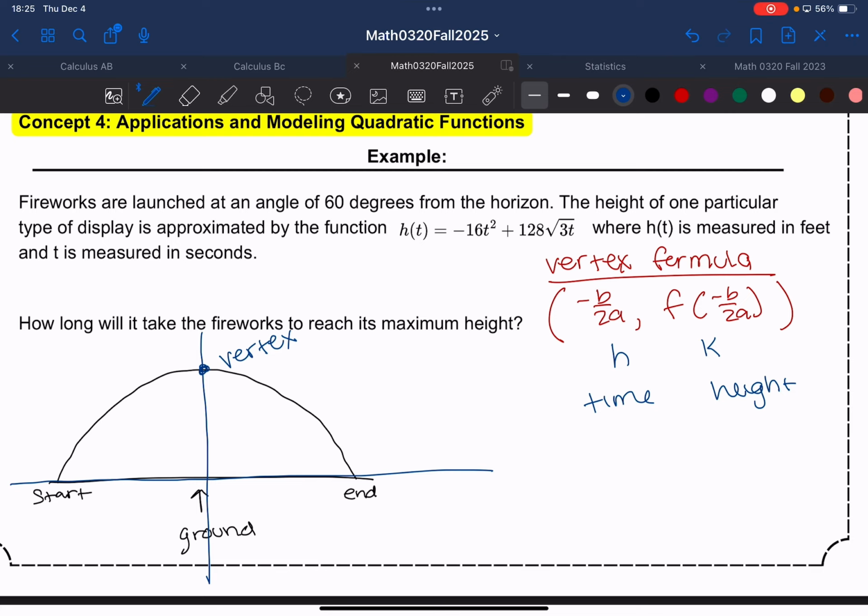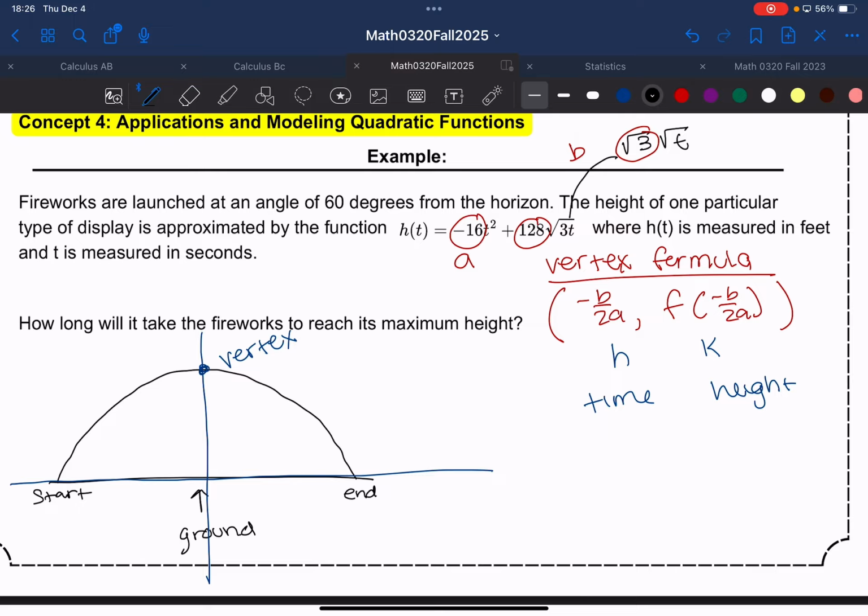So looking at h of t, what would be my a value? Negative 16, that's a. What about my b value? 128. It's actually a little bit more than that. Square root of 3. Because notice how this square root of 3t is under one radical? Well, we could rewrite this as the square root of 3 times the square root of t by the properties of radicals, which means that our b value is going to be the 128 and the square root of 3. This is b, because usually it's all the numbers in front of our variable. Okay, so we're going to use those values and plug them in.